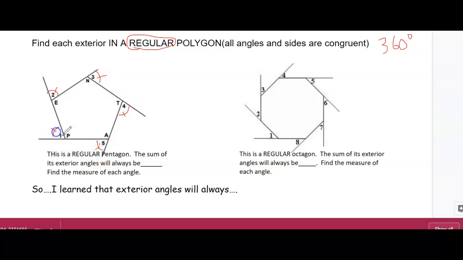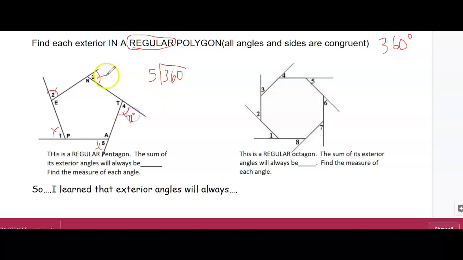So I have 1, 2, 3, 4, 5. This is a pentagon, so it's 5 sides. So I'm just going to do 360. They all share exactly the same amount, so you just divide, because one is not bigger than the other. I'm going to divide it by 5. So what is 360 divided by 5? Good, it's 72. So each one is 72 degrees.